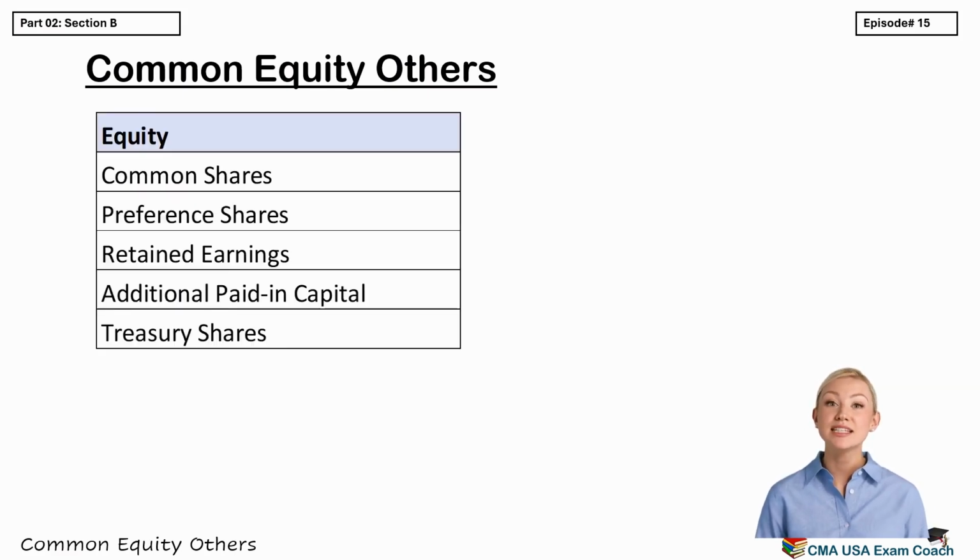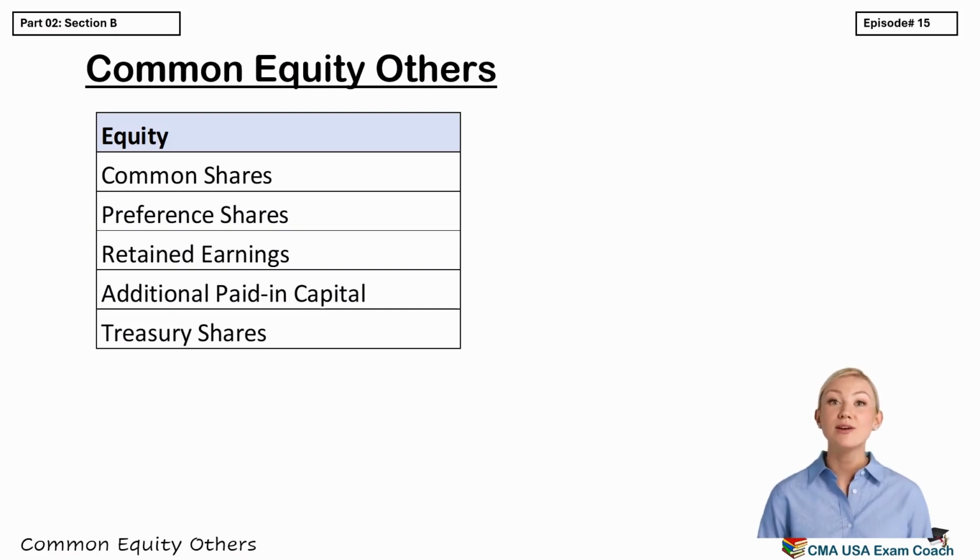Before we dive deep into the details, let's quickly review the key equity items that are usually reported in the equity section of a company's balance sheet. These include common shares, preference shares, retained earnings, additional paid-in capital, often abbreviated as APIC, and treasury stock. These are the standard equity components you'll find in most corporate financial statements.